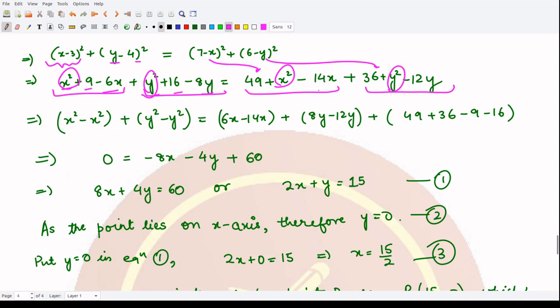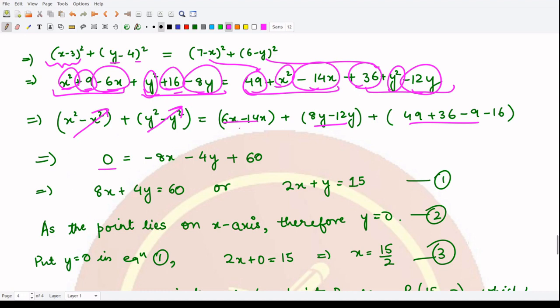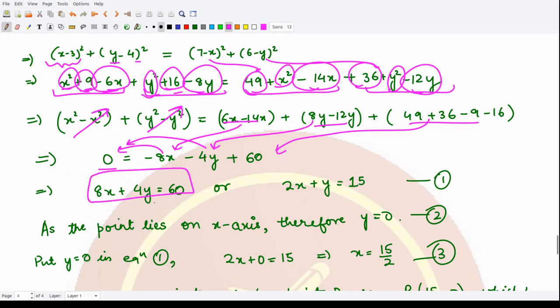So that you would have minus 14x plus 6x, then minus 12y plus 8y, and then you have 49 plus 36 minus 9 and minus 16 here, correct? Now you can simplify this. This becomes 0, this becomes 0, so your left hand side is just 0. When you solve this, you have minus 8x. When you solve this, you have minus 4y, and this comes out to be 60. You can take both of these terms to the left hand side and then divide the whole equation by 4 to get this equation number 1.